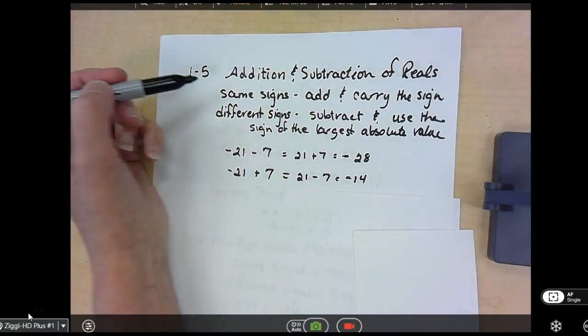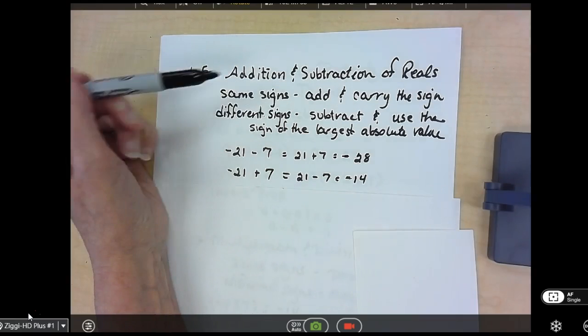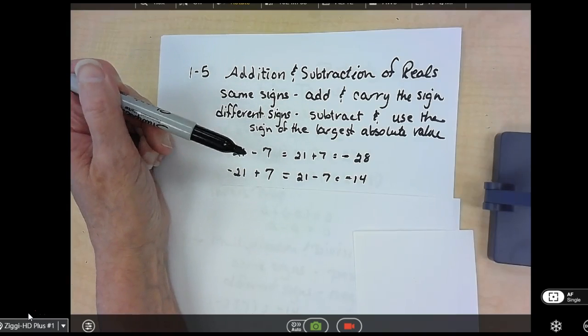So when they're the same sign in addition and subtraction, you add, carry the sign. When they're different, you subtract the two numbers without the sign and use the sign of the largest absolute value.